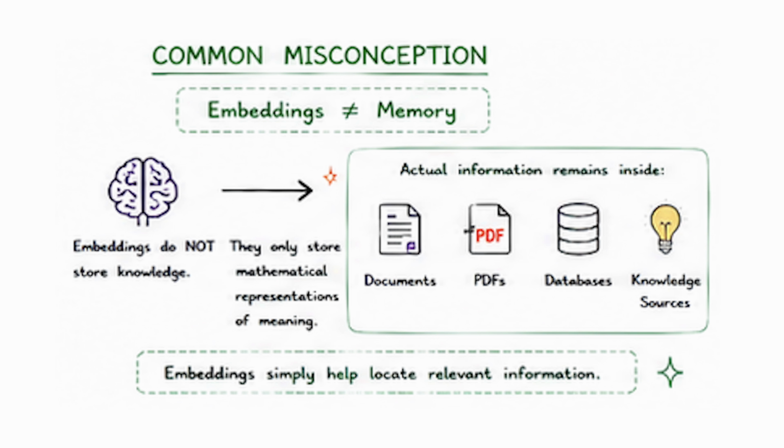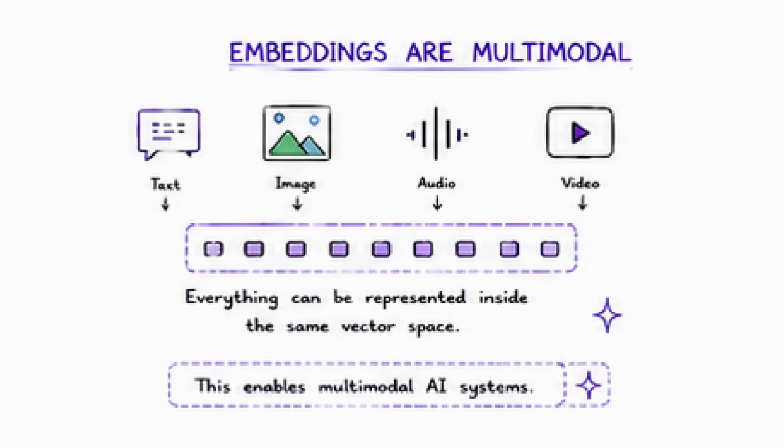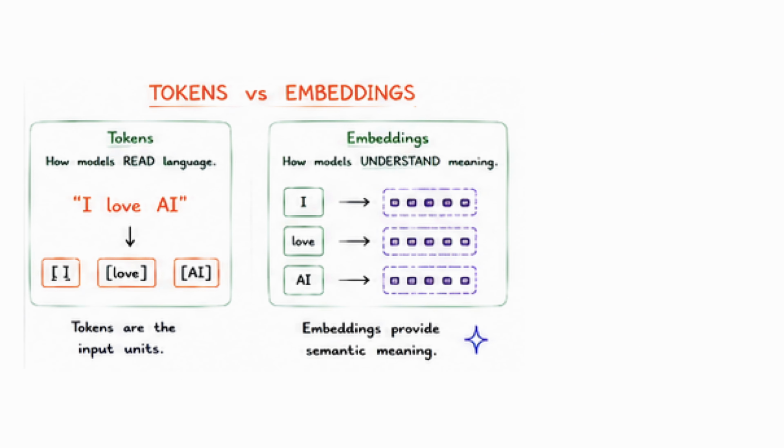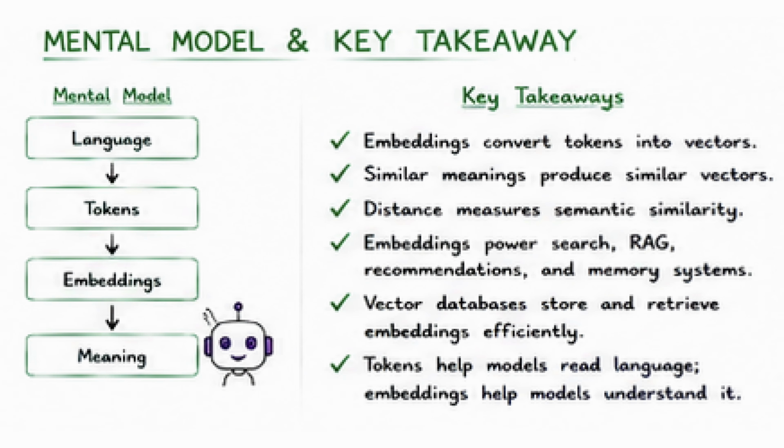And also remember this, that embeddings are used beyond text. Embeddings are used to represent text, images, videos, audios. This allows for cross-modal AI systems. So simply put, tokens are basically how models read language, and embeddings are how models understand the meaning behind that language. So here are the key takeaways from this video.